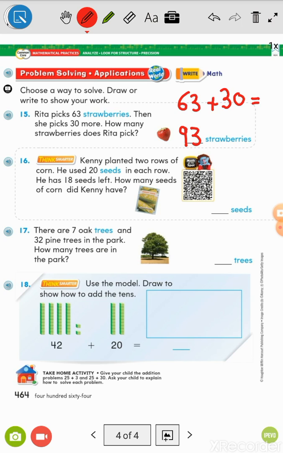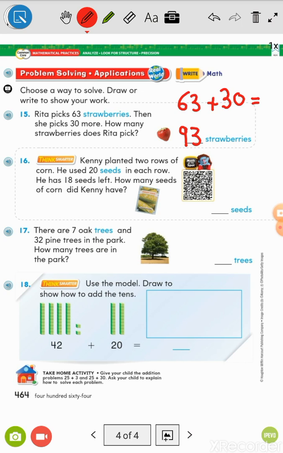She has 93 strawberries. Kenny planted 2 rows of corn. He used 20 seeds in each row. He has 18 seeds left. How many seeds of corn did Kenny have? This problem solving is for Think Smarter because it is a 2-step problem. We will solve it in 2 steps. Let's see how. He has 2 rows.